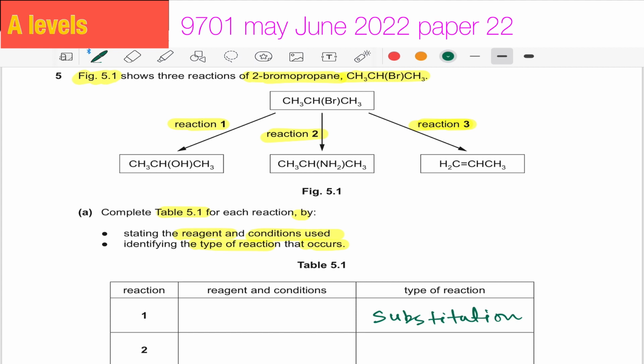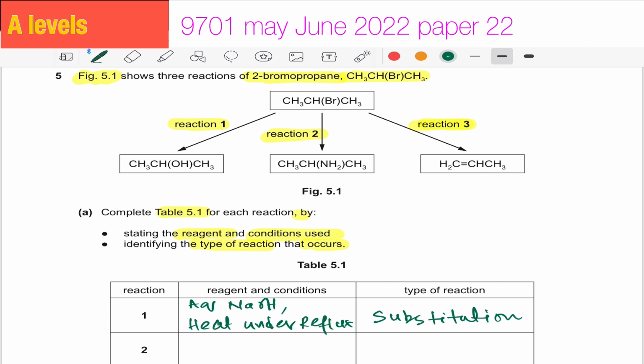And for substitution, the reagent that we use is aqueous sodium hydroxide, in which OH is being used as a nucleophile, right? So this is nucleophilic substitution. You can write nucleophilic substitution or simply substitution, and heat under reflux.